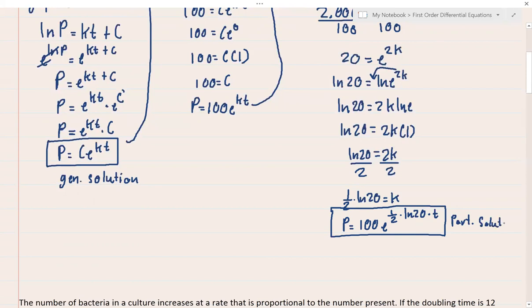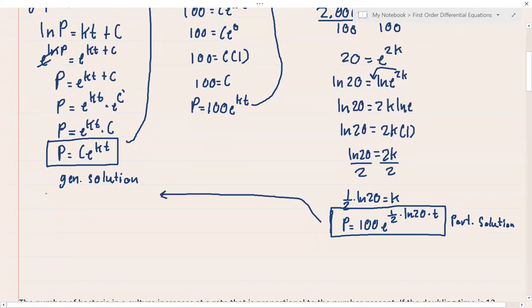Okay? That's the interesting part here. However, we can simplify this one. Okay? Which I do believe if you simplify this one, it will not be complicated para sa'yo. So how can we simplify this particular solution? So ilagay ko siya dito. So we have P is equal to 100E raised to 1/2 times ln of 20 times T. What I can do here is I'll combine T at saka si 1/2. Okay? So we will have 100 times E raised to T all over 2 times ln of 20.